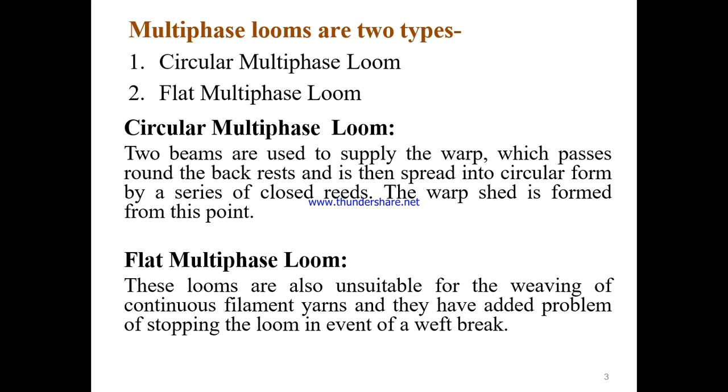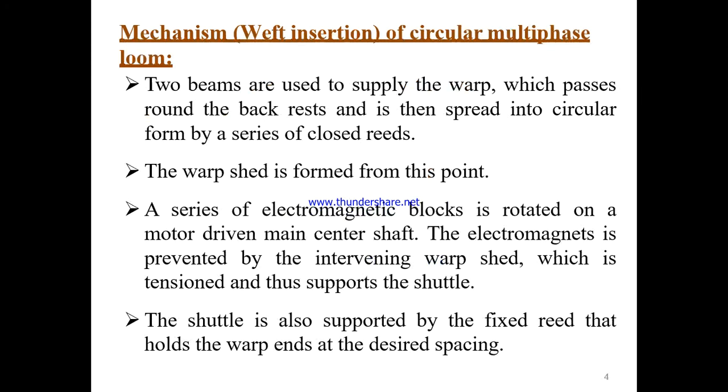Flat multi-phase looms are also unsuitable for the weaving of continuous filament yarn. These looms are not suitable for continuous filament yarn. They are suitable for staple yarn, and they have the added problem of stopping the loom in the event of warp break. When there is any warp breakage, it is very difficult to detect and rectify in the case of the flat multi-phase loom, whereas it is easy in the case of the circular multi-phase loom. That's why circular multi-phase looms are more popular than flat multi-phase looms.